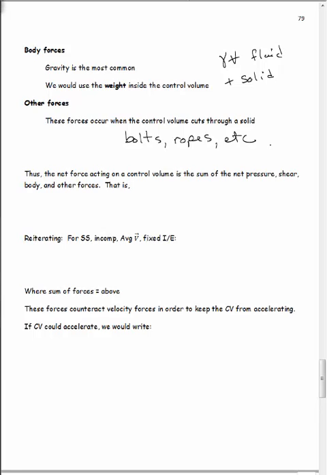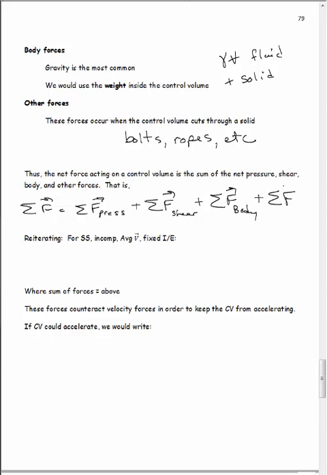So summing all these up, because we have forces from all of these things, our sum of forces is the sum of our pressure forces, plus the sum of our shear forces, which hopefully are going to be 0, plus the sum of our body forces, which is weight, plus the sum of our other forces, and a lot of times that's what we're solving for.